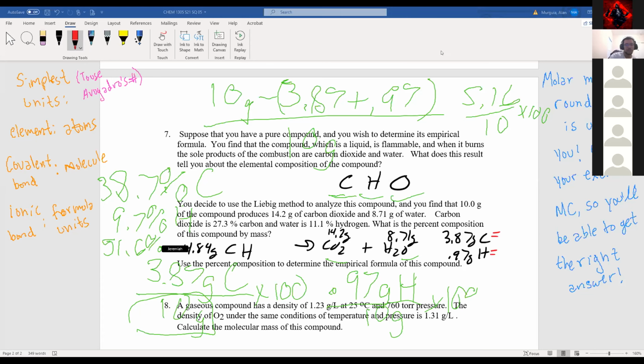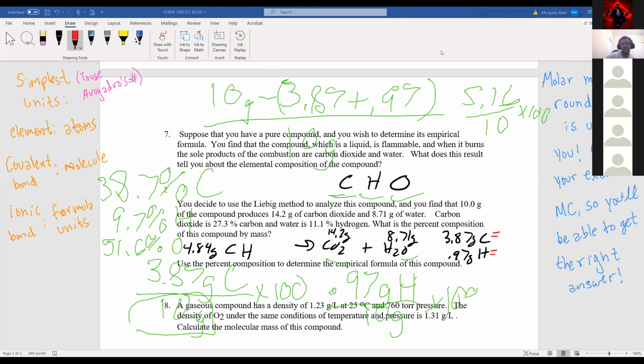51.6% oxygen. Now, if we were to add these all up, will that equal 100%? Yeah, that's the goal. It should add up. Okay, so we figured out the percent composition.